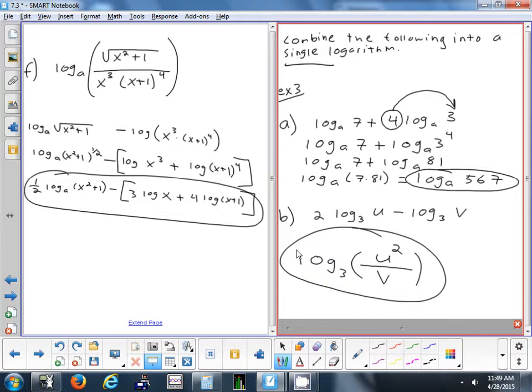Now, you might see something in the book like u is greater than 0, v is greater than 0. They might write that sometimes, and all that means is they want you to understand u and v would never be negative numbers. Because if v was a negative number, we'd have a problem. You cannot take the log of a negative number. So if you see something like that in the book, all it means is u and v are positive. You don't have to think about them being negative, otherwise you'd have imaginaries. We're not doing that.